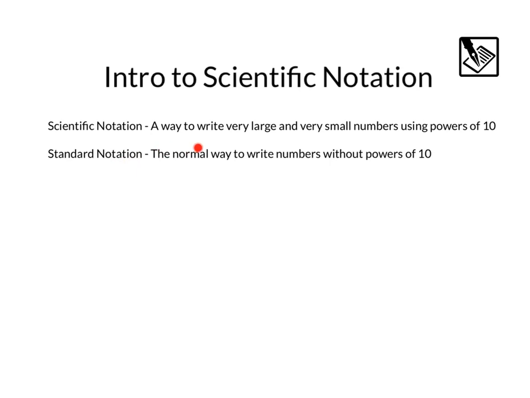Scientific notation is a way to write very large and very small numbers using powers of 10. And we call it scientific notation because in science, we often like to use very large numbers, like the distance between planets, and very small numbers, like the mass of one molecule of oxygen. Standard notation is just the normal way we typically write numbers without powers of 10.